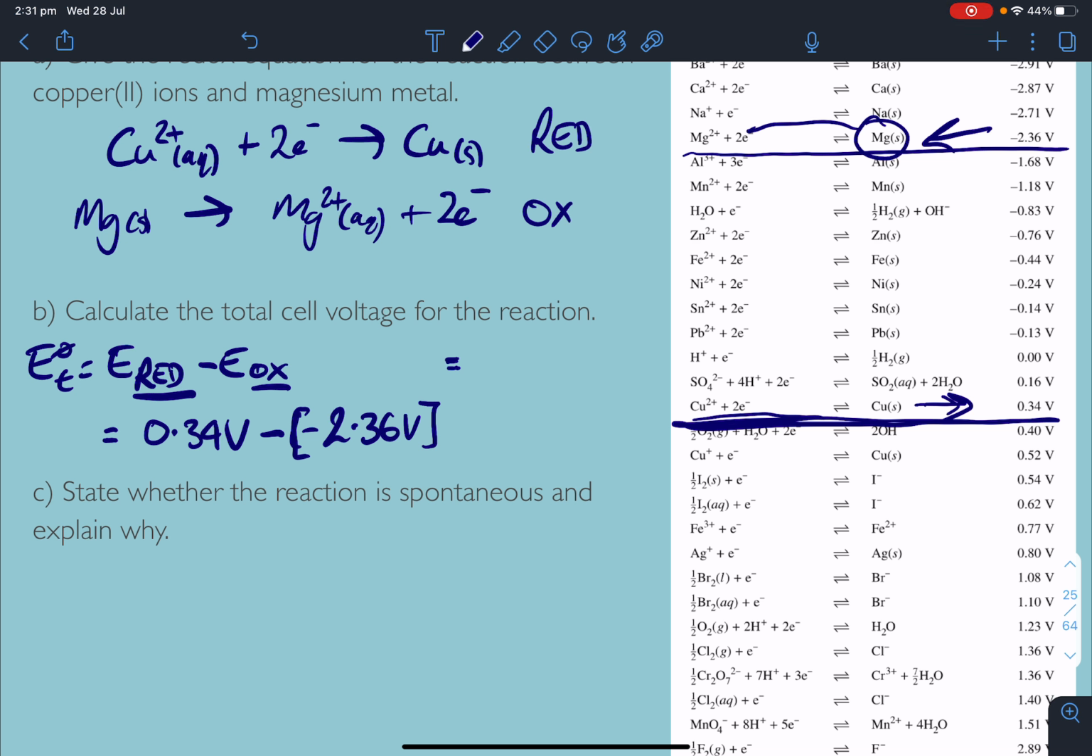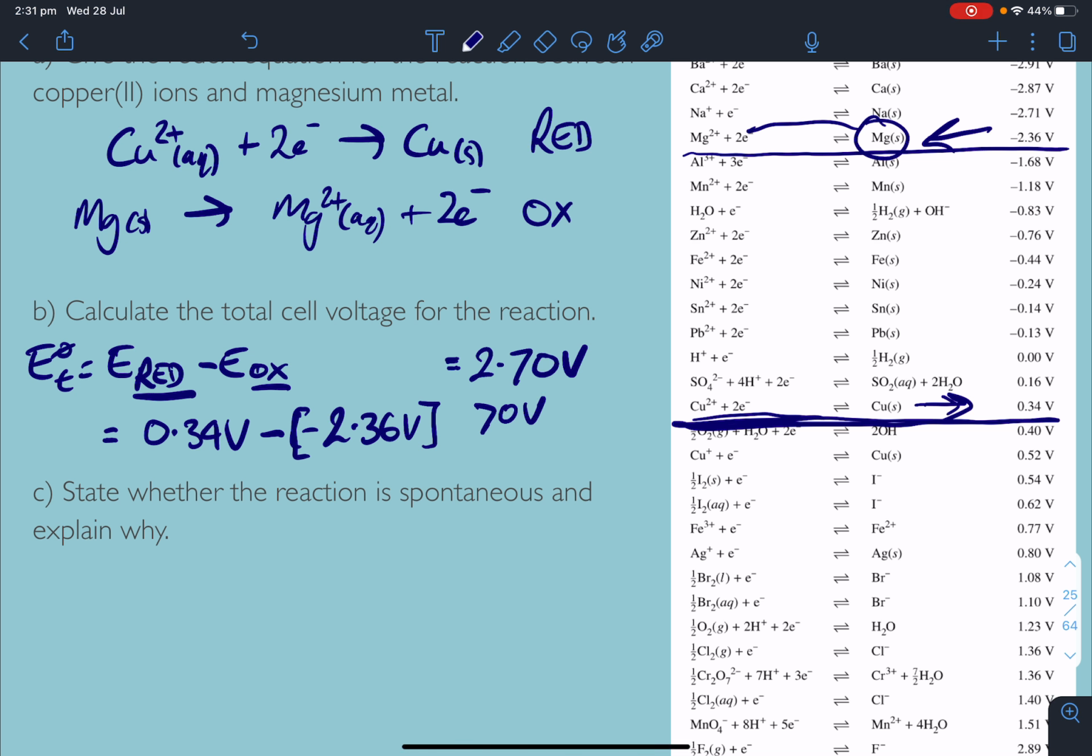Calculator. Help if I had one in front of me. Here we go. Can't even turn it on. There we go. I can do it in my head much quicker. Isn't it positive 2.7? 0.34 plus 2.36 is 2.70. 2.70 volts. Don't forget that second zero, even though your calculator won't put it in. Remember, plussing and minusing, we've got to conserve the decimal places. So that's greater than 0 volts.